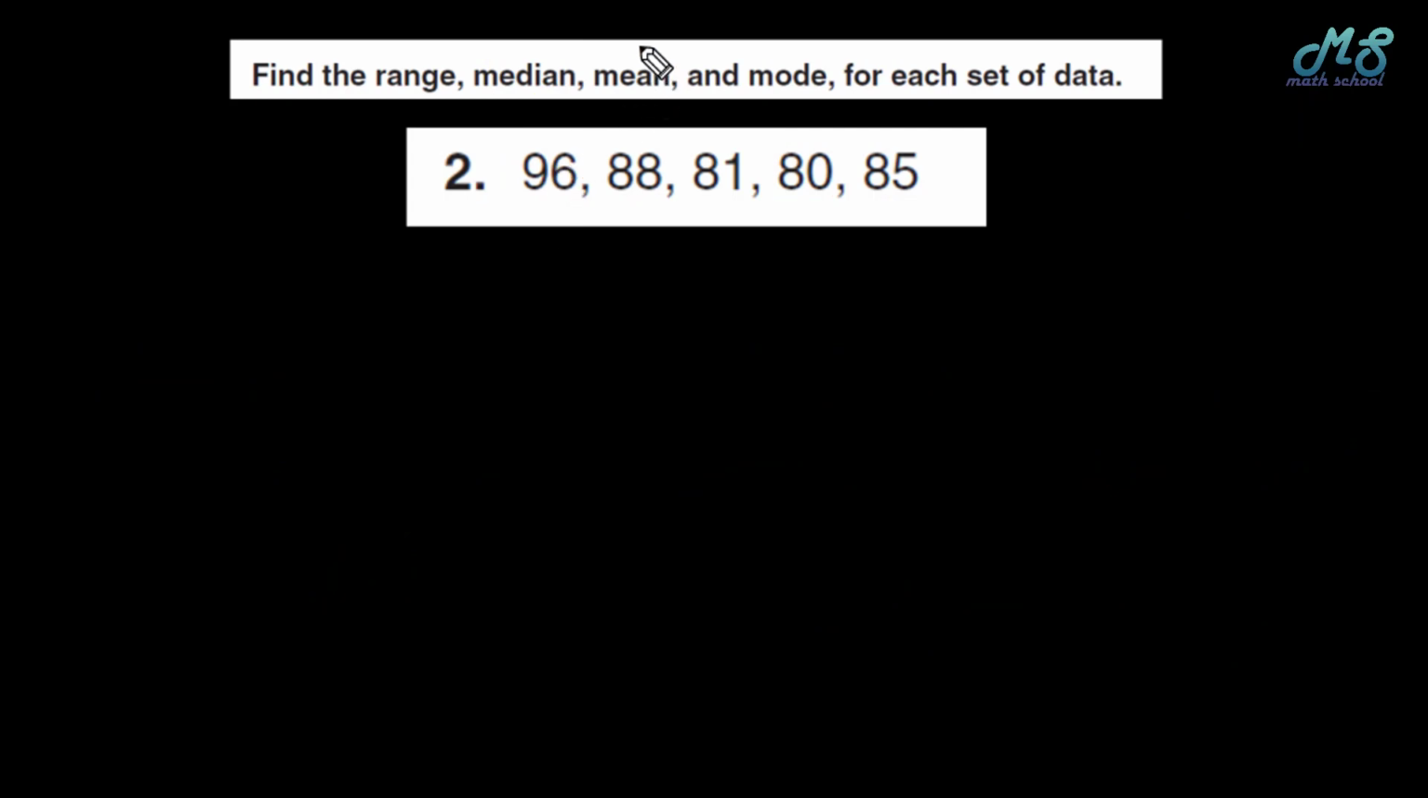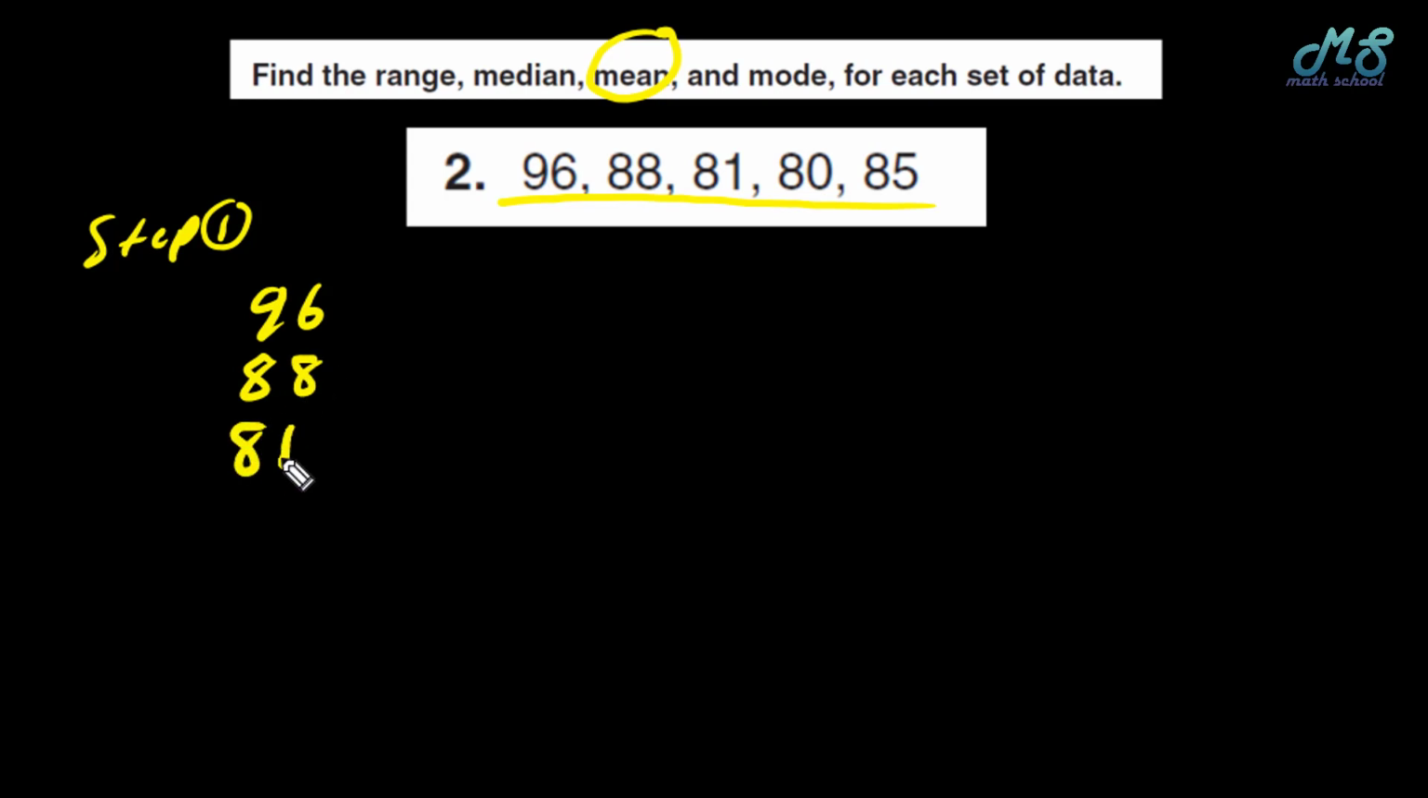Next, how can we find the mean? To find the mean, we have 2 steps, step 1 and step 2. Step 1, just add all values. We will align them above each other: 96 plus 88, 81, 80, and 85. You can add by using any way. 6 plus 8 equals 14. 14 plus 1 equals 15. 15 plus 5 equals 20.